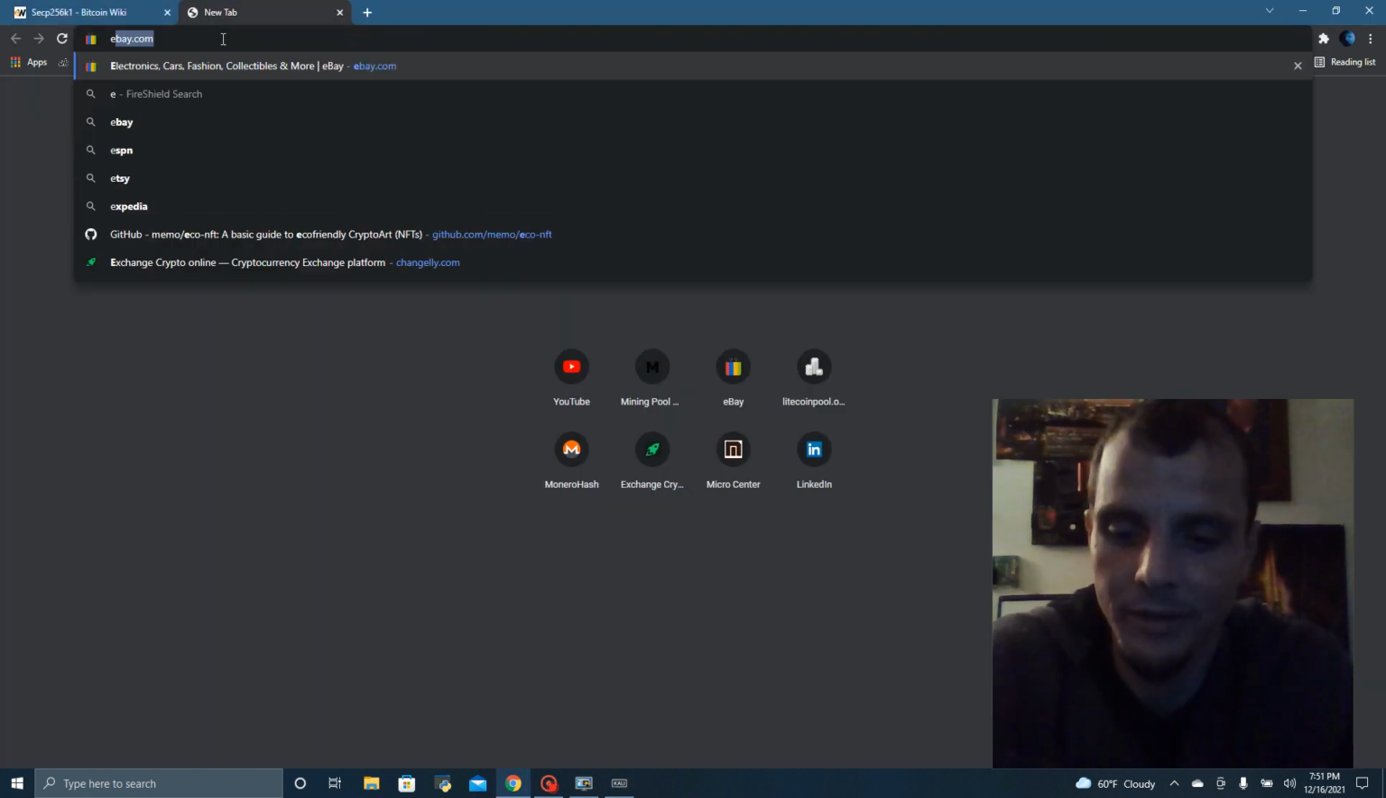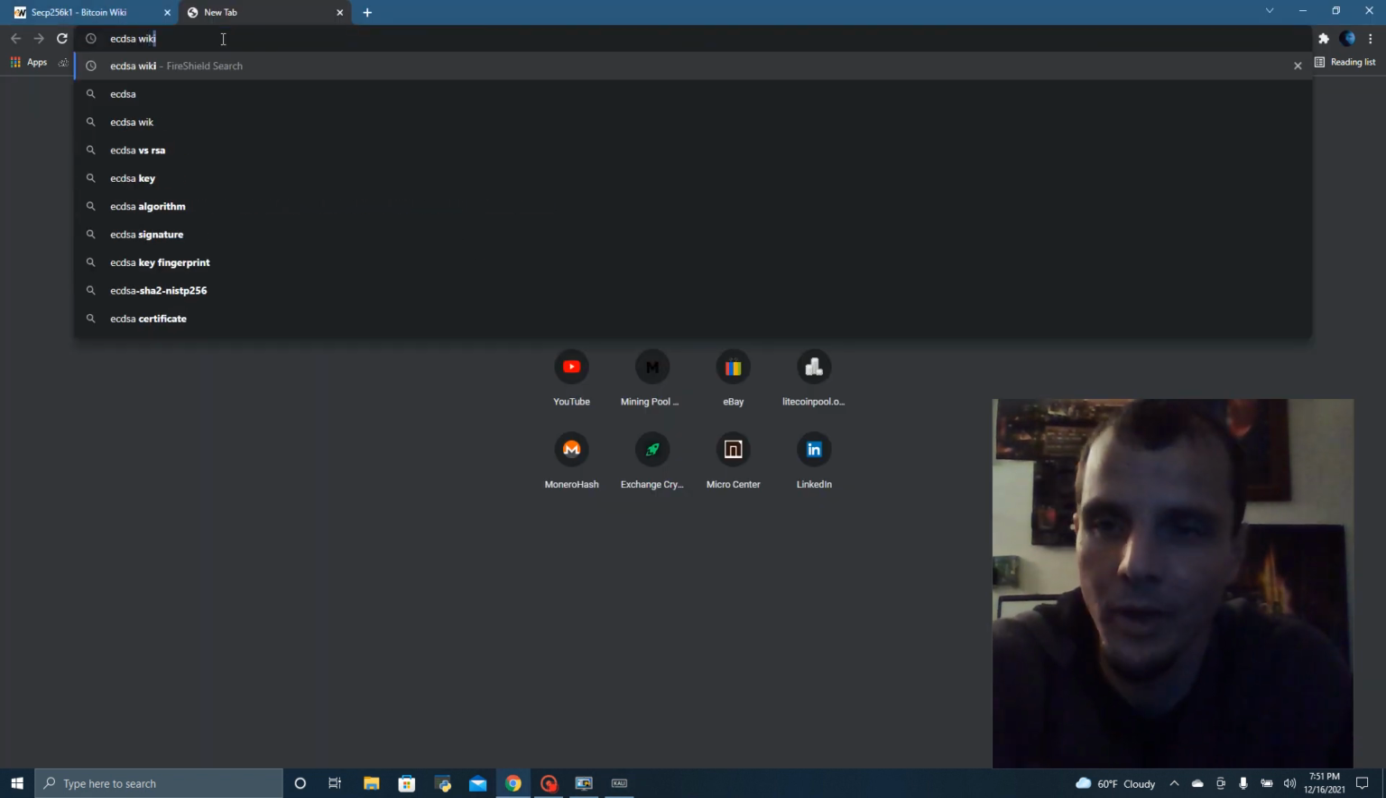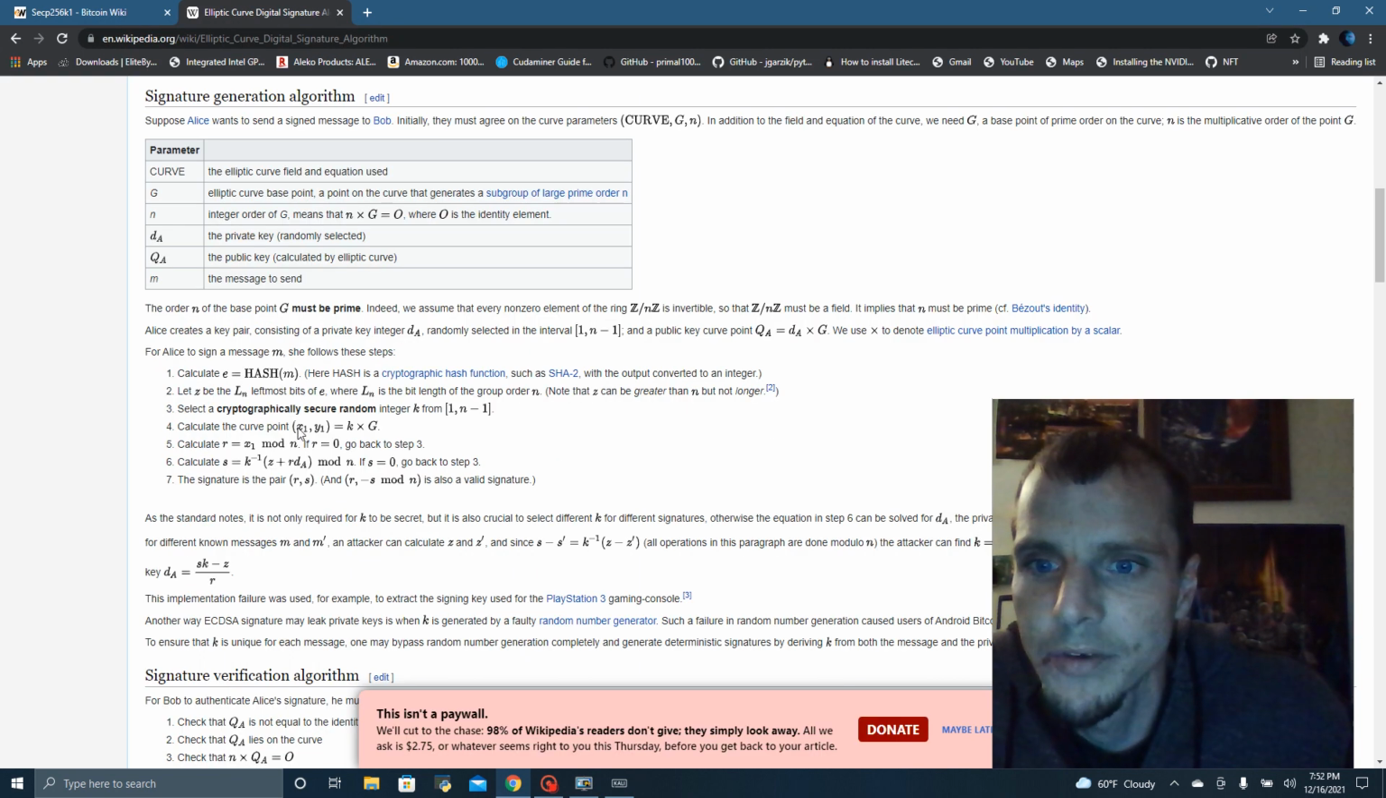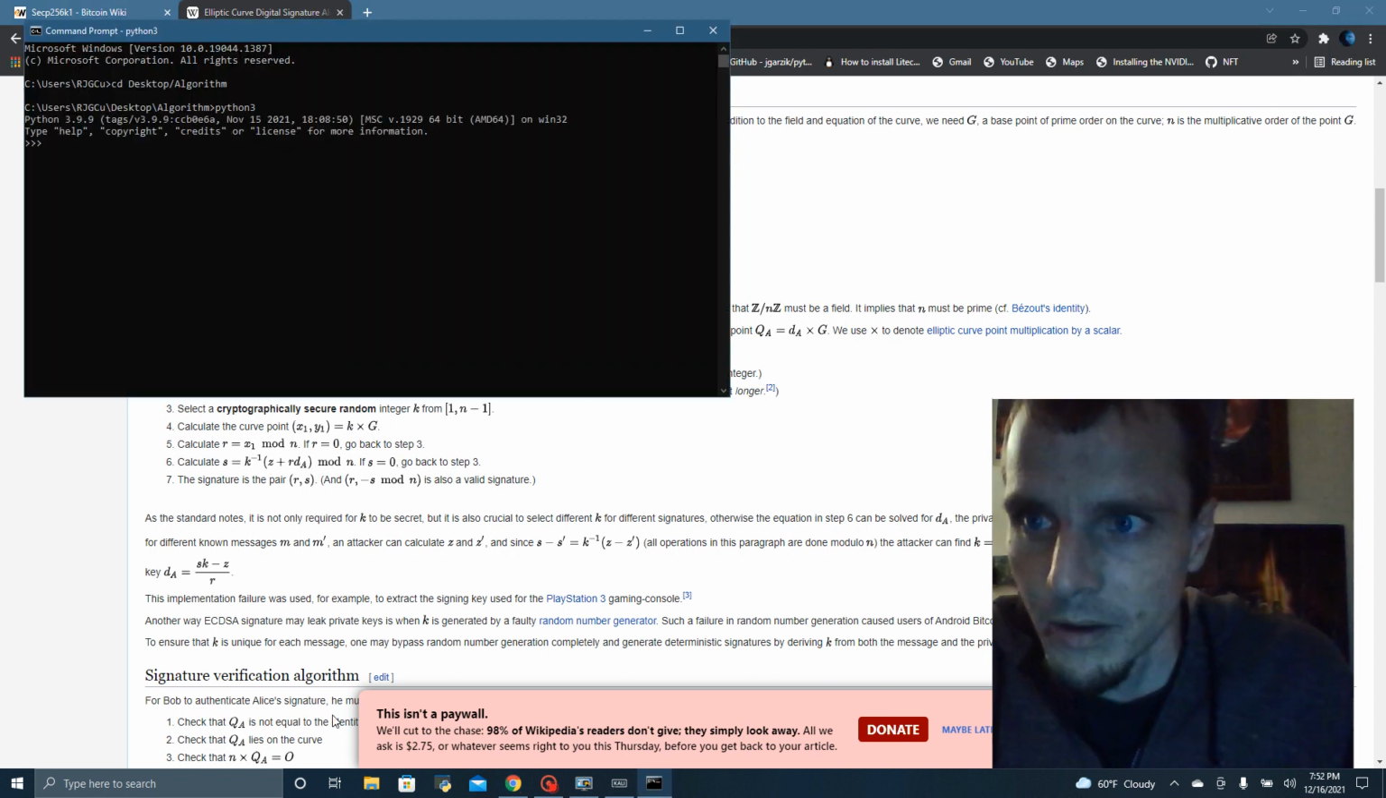The ECDSA Wiki page explains it a little better. Right here, this is how you calculate a public key. Multiply the private key by the generator point and you get your public key.